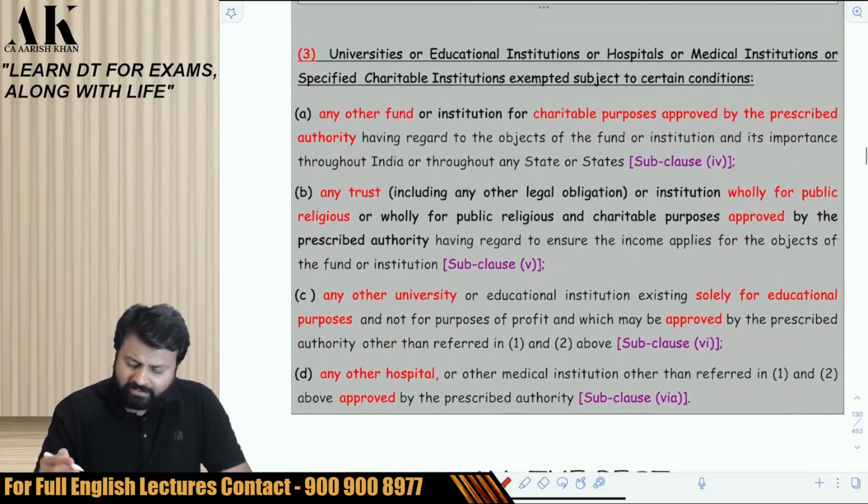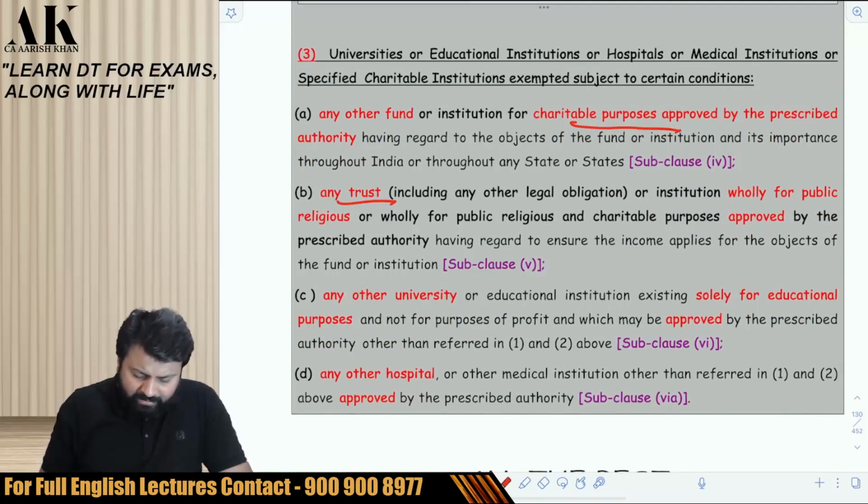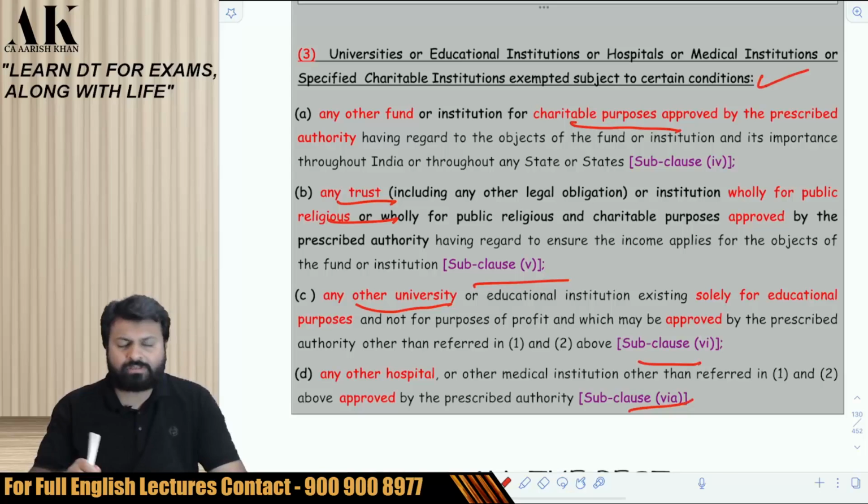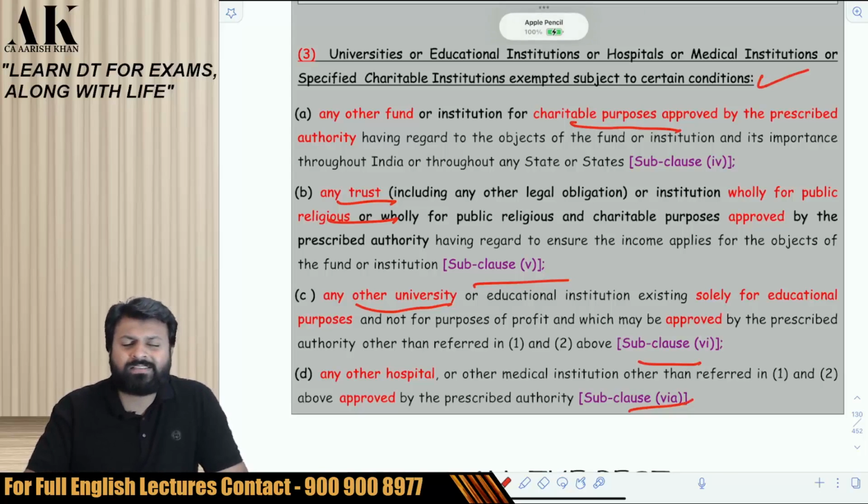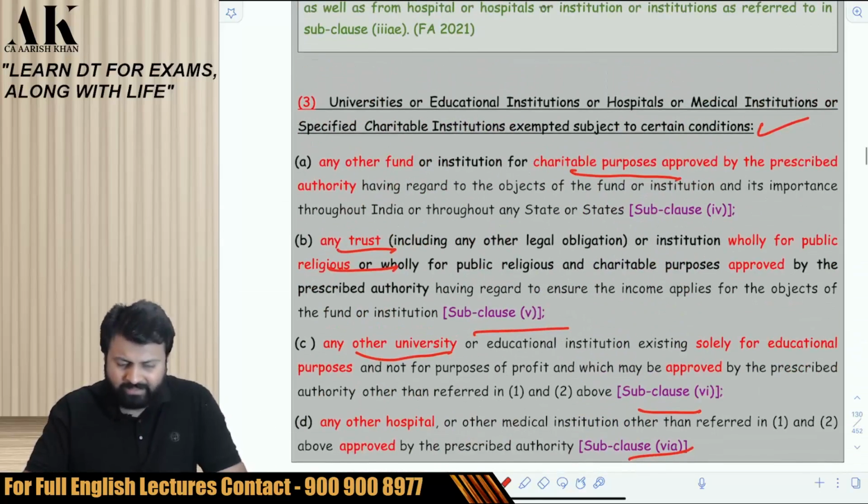Next, then certain charitable purpose institutions, then certain religious purpose institutions, any other university registered under different clauses, their income is also not subject to tax. Okay, so this is something which is very straightforward. Nothing great as such is there in this particular section.